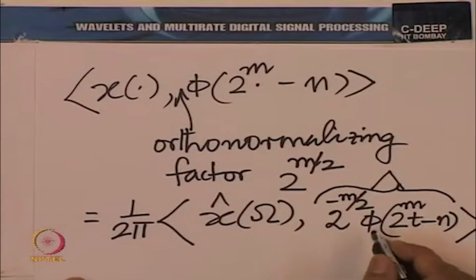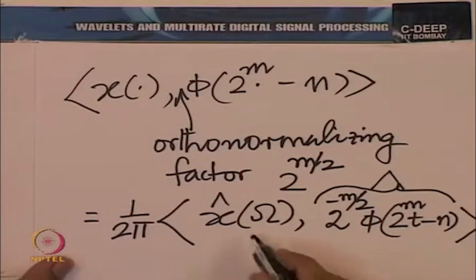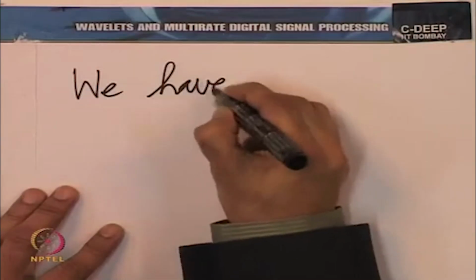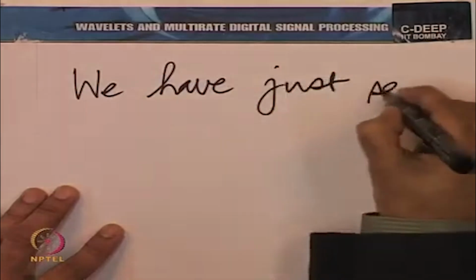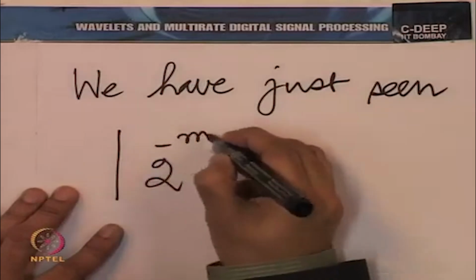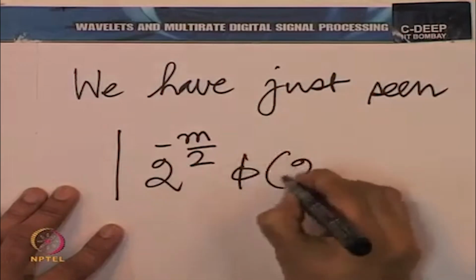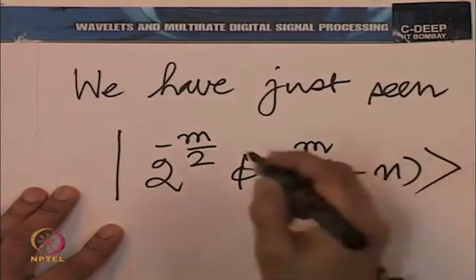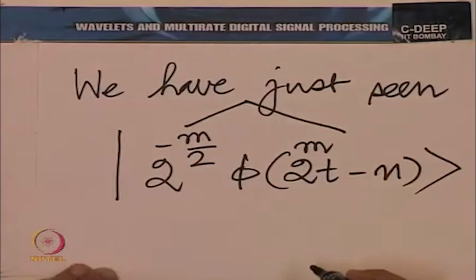Now, I would like to interpret this graphically first. What are we going to do when we take the inner product in the Fourier domain? So, what is this going to look like? We have just seen the magnitude of this quantity. And that looks like this.